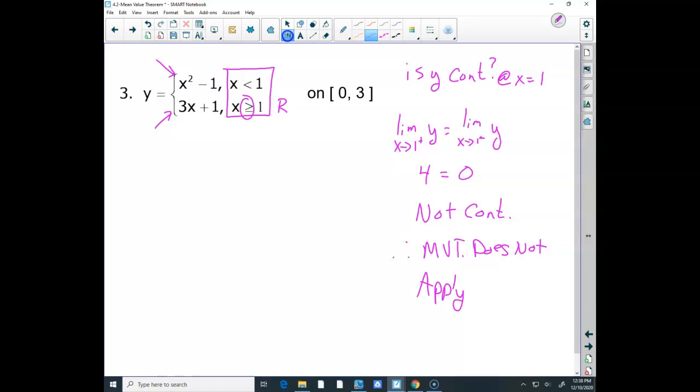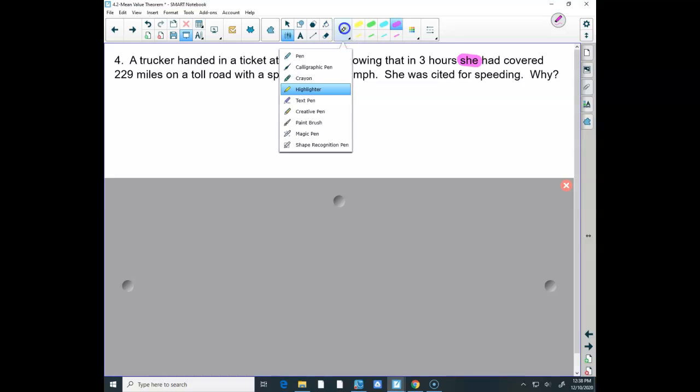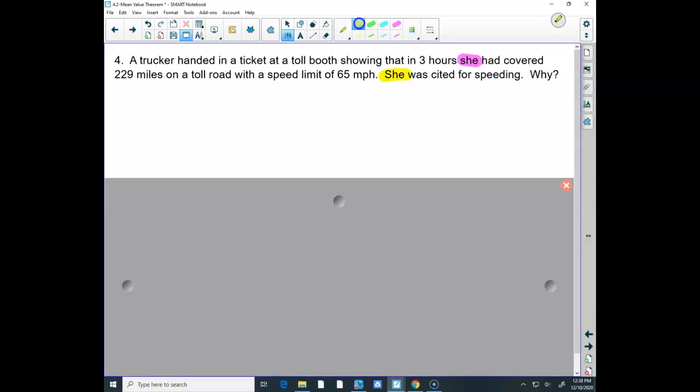All right, brings us on to the next one. Almost the last one here. We got a trucker. Ooh, a trucker is handed a ticket at a toll booth showing that in 3 hours, check it out, in 3 hours, she had covered 229 miles on a toll road with a speed limit of 65 miles an hour. Was she cited for speeding?